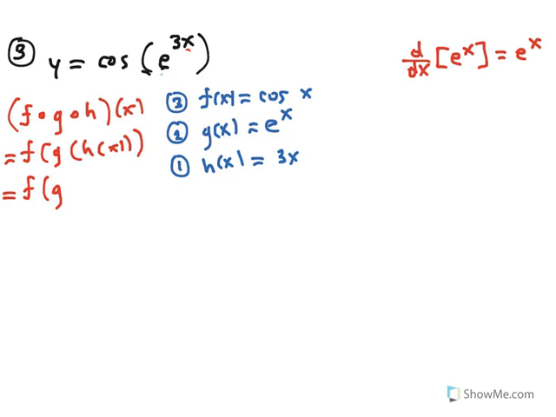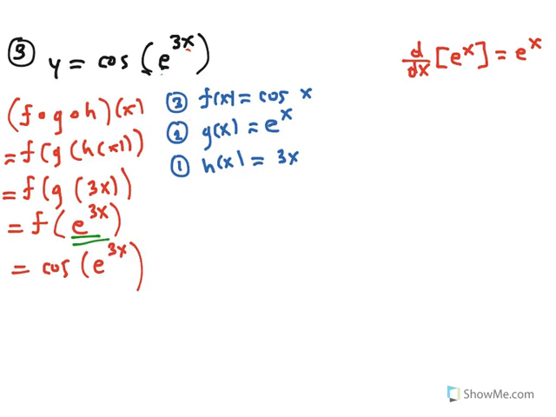So let me write the composition in the order in which they're composed. The first function is the inside function, which is 3x. So we have g of 3x. The function g is e to the x, so we have e to the 3x. And then we have the function f, which is cosine, so we have cosine. This now becomes the input for the cosine function, so we have cosine of e to the 3x, which is, of course, our function from number 3. But it's important for us to understand this so we can correctly apply the chain rule to find the derivative of number 3.